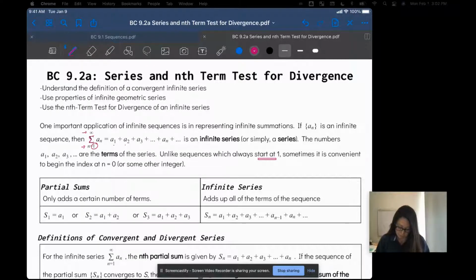So the difference is that with an infinite sum, literally we are adding up an infinite number of terms, whereas a partial sum will only add a finite number of terms. If I say S sub 1, you're only adding up the first term. S sub 2 would be a sub 1 plus a sub 2. S sub 3 would be a sub 1 plus a sub 2 plus a sub 3. Whereas S sub n goes on for infinity.